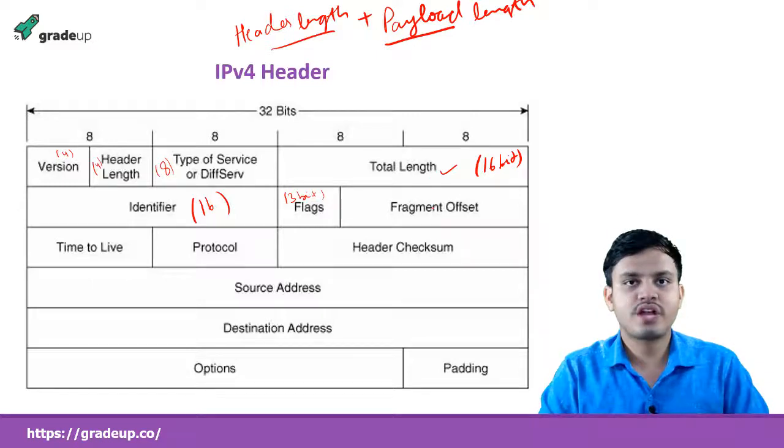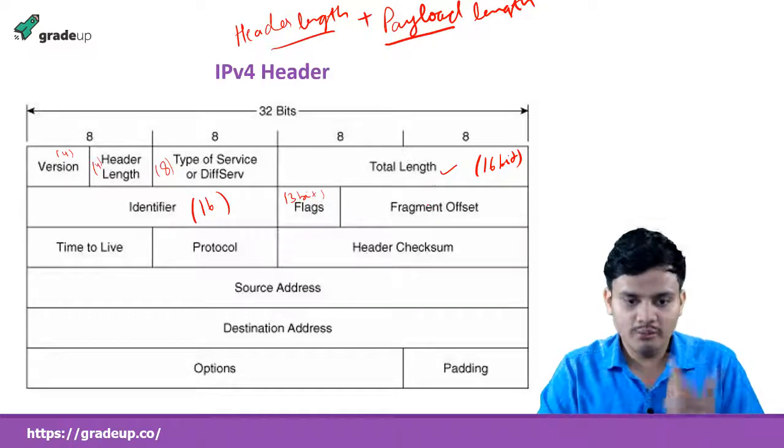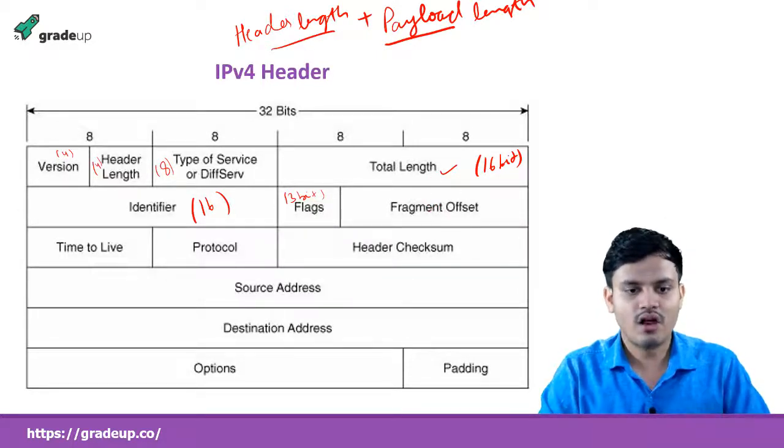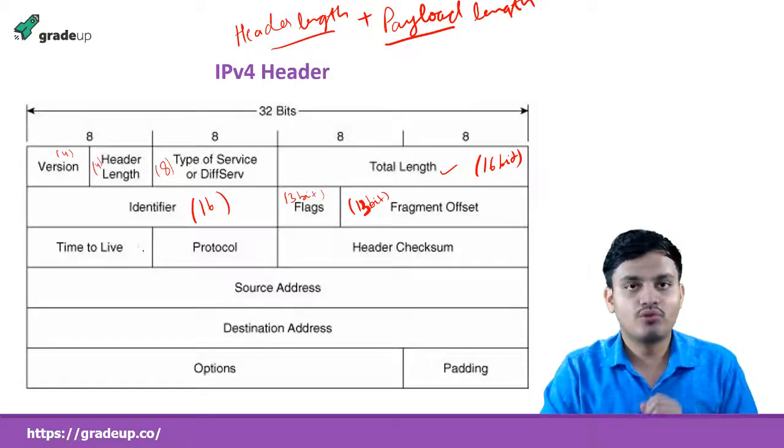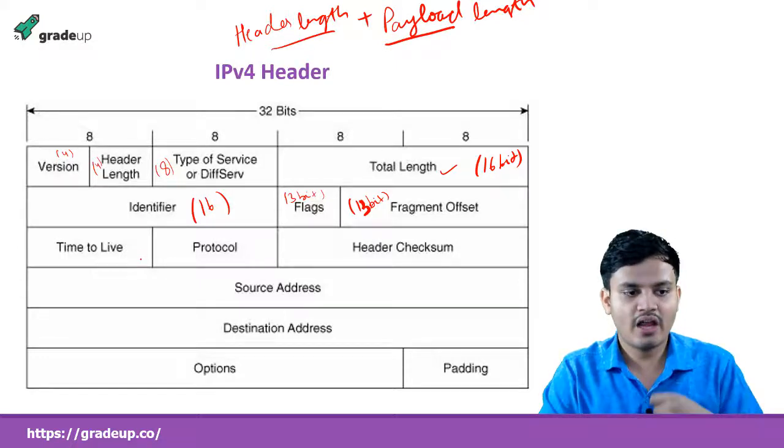And this is fragment offset. I will talk about fragmentation right after this, in a slide or two, and I will tell you about the fragment offset in more detail. This is 13 bit, because 3 bits are for flags out of 16, so it will be 13 bit. And this is time to live. Time to live tells how many hops a packet can travel. I will talk about why it is there.